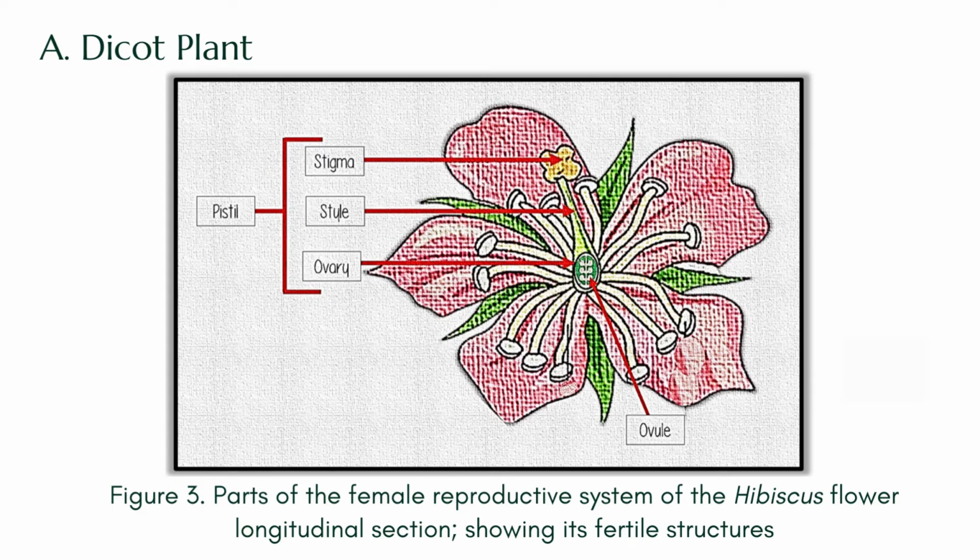Figure 3 shows the female reproductive system of a dicot plant, showing its fertile structures. The female reproductive system is the pistil collectively, which consists of the stigma, style, and ovary. Stigma pertains to the apical protruding structure at the center of the flower, while style pertains to the stalk-like structure below the stigma, and lastly, the ovary is beneath the style and contains the ovules.